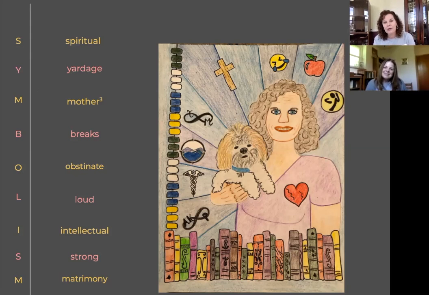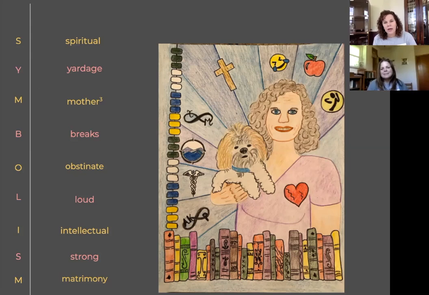L is for loud because anyone that spends any amount of time with me knows that about me, and they will learn that very quickly, that I'm so loud. I is for intellectual because of my love for books and learning, and I also love to teach others and help them learn. So I'm just constantly learning new things, whether I'm in formal school or not. I'm always learning something new, and I never quit learning.